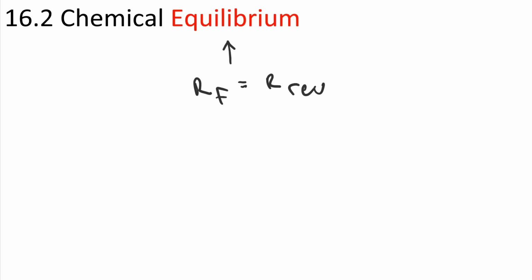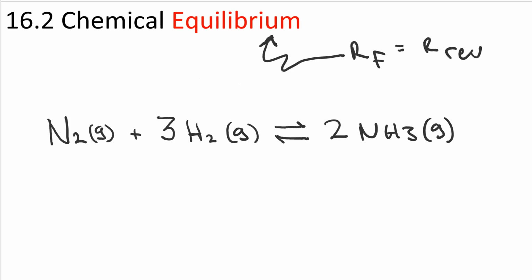Let's consider an actual chemical reaction. So here I have the chemical reaction for the production of ammonia, NH3, from its elements, dinitrogen, N2, and dihydrogen, H2. And this is the balanced equation.